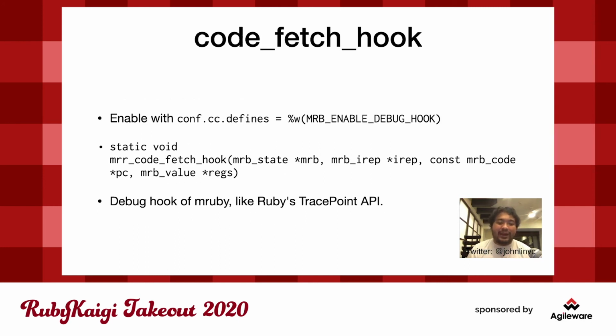The way we try to set breakpoints is utilizing mruby's code fetch hook. Code fetch hook can be enabled with CC defines, and you add MRB_ENABLE_DEBUG_HOOK, and you can enable the code fetch hook. So what is code fetch hook? Code fetch hook is just like Ruby's TracePoint API. So whenever mruby executes an instruction, it will call the code fetch hook and provide the current program counter and the current state of mruby, along with all the registers.